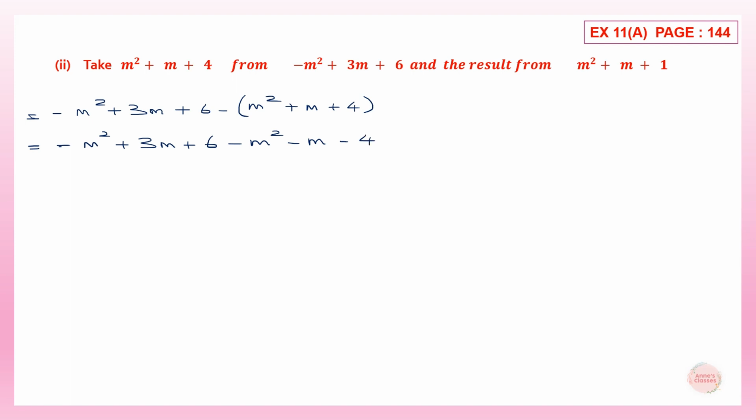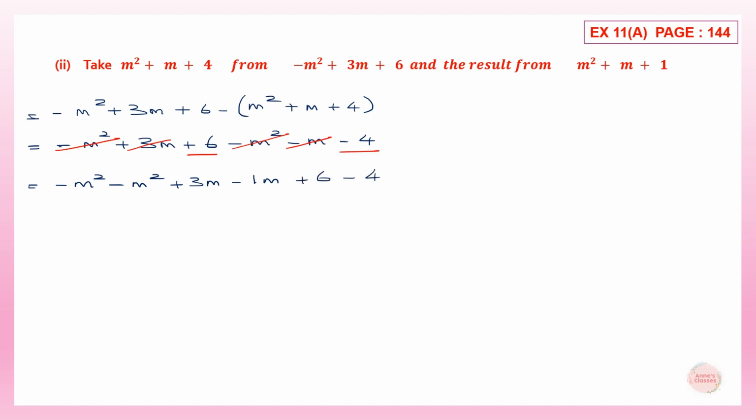So let's get the like terms together. So here we have minus m squared and again minus m squared. So let's write that. So that becomes minus m squared minus m squared. Now let's look at the m. So here we have plus 3m and minus m. So let's write that plus 3m minus 1m. Then we have the numbers plus 6 and minus 4. So let's write that plus 6 and minus 4.